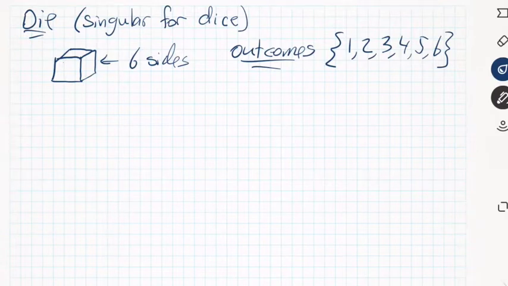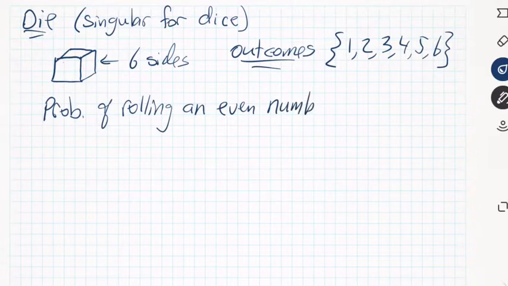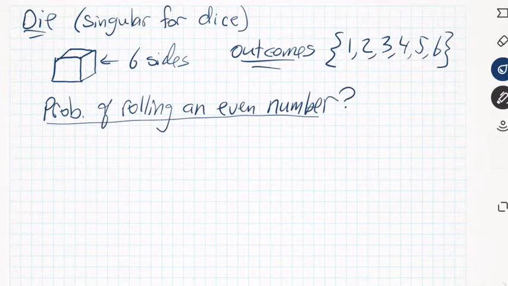All right. So if I said, what is the probability of rolling an even number as my question, then we have to deal with outcomes and events. So the number of outcomes we already know.